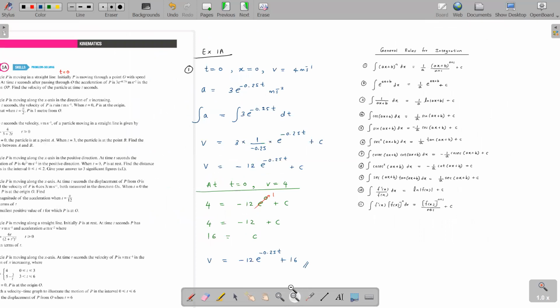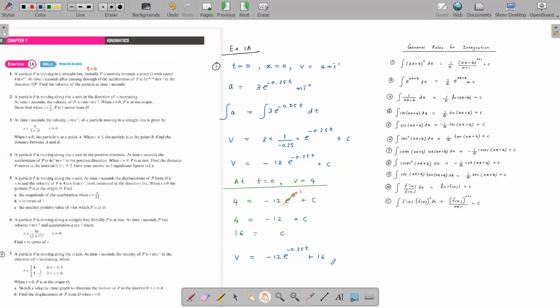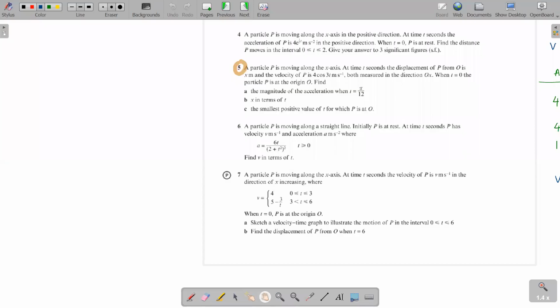So this is the velocity function, the answer for question number 1. Okay, so next I'll attempt question number 5.